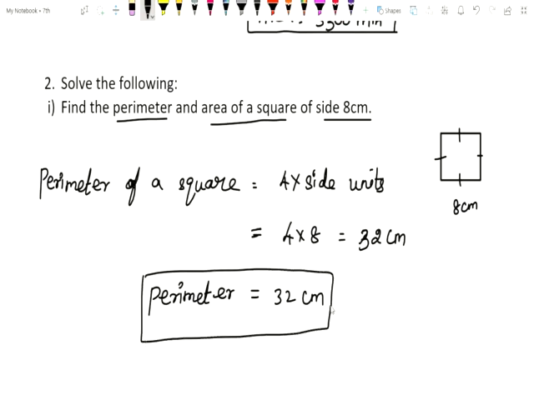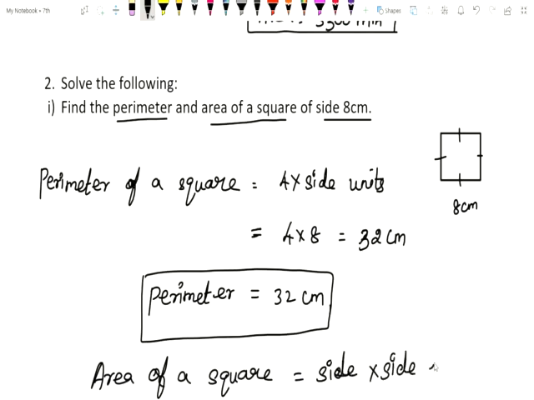Next, we need to find out the area. So area of a square equal to side into side square unit.